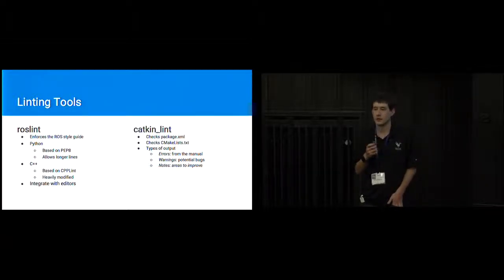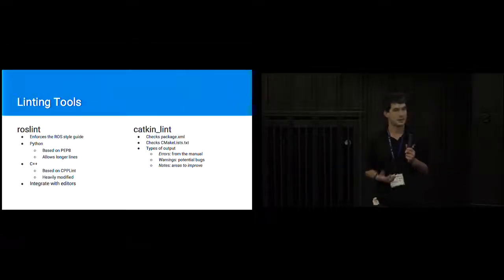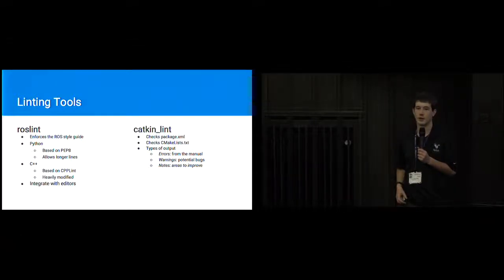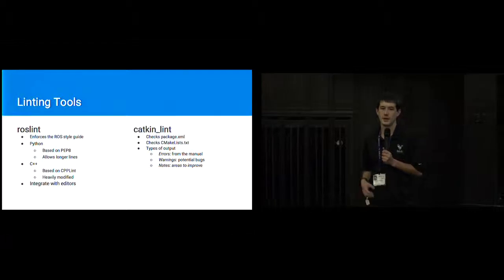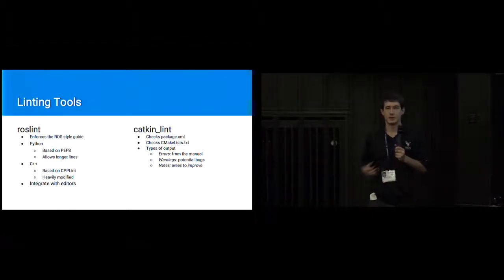And you can integrate it with your editor like Sublime or Emacs, so that it will give you actual real-time feedback as you're typing when you make a mistake. The other tool is Catkinlint, and it will check your package XML and your CMakeLists, just like ROSlint will check Python and C++. It will call out common mistakes and give you errors and warnings where you're violating what you should do.